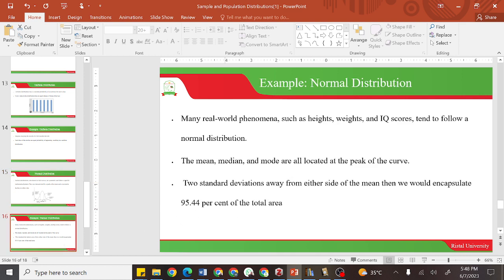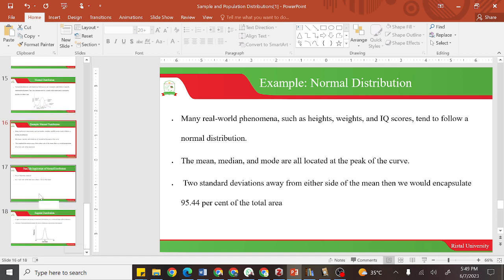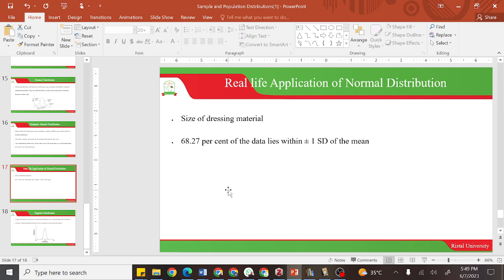But if you move two standard deviations from either side, you will have about 95.4%. It covers that total area. So most of the people will be there, about 95.4%. So why are we really very interested in this?